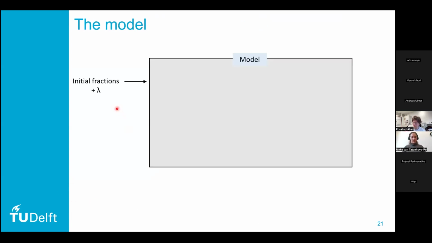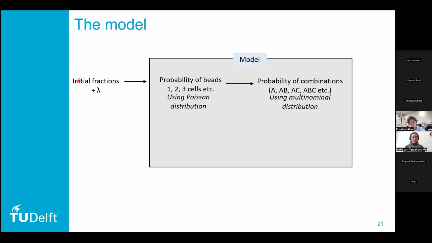So we have our initial fractions and we have our lambda. Our lambda gives the probability of beads that have 1 cell or 2 cells or 3 cells, etc. So this is basically the Poisson distribution, describing how many droplets have a certain amount of cells. And combined with the initial fractions, this gives us the probability of having different combinations. So the chance of having only an A, the chance of having an A and a B together, the chance of having an A and a C together.